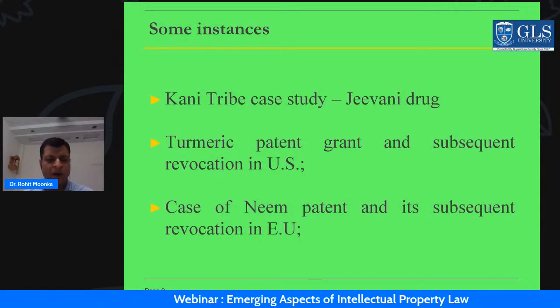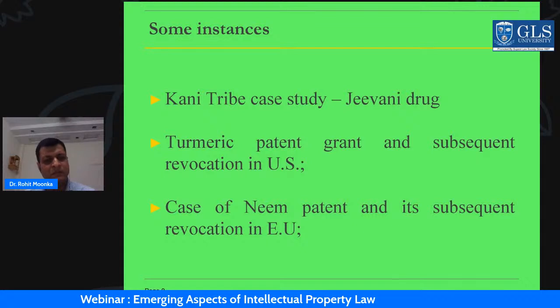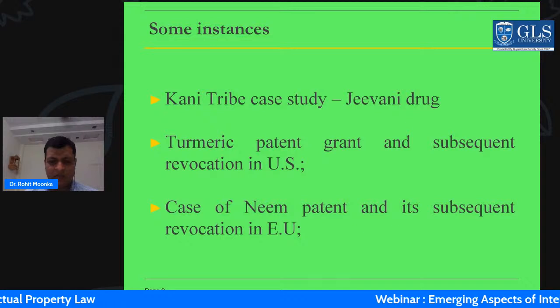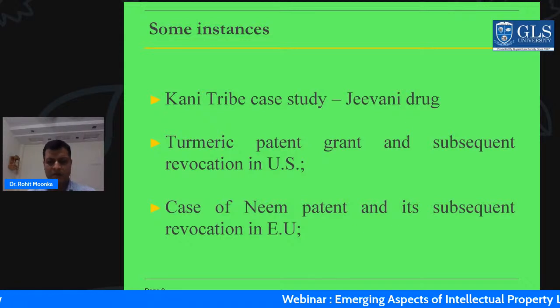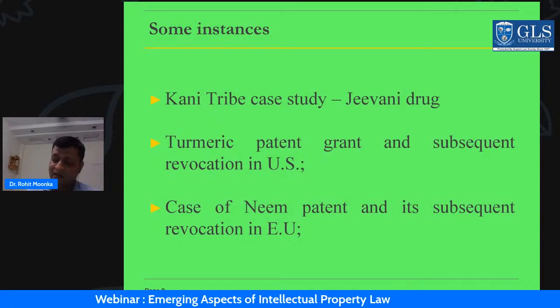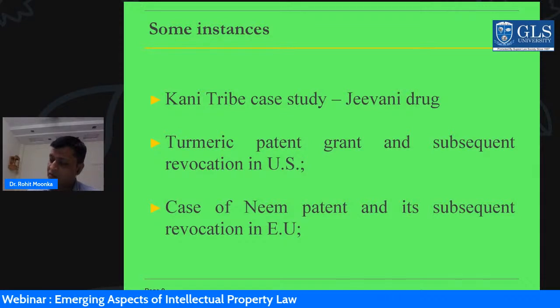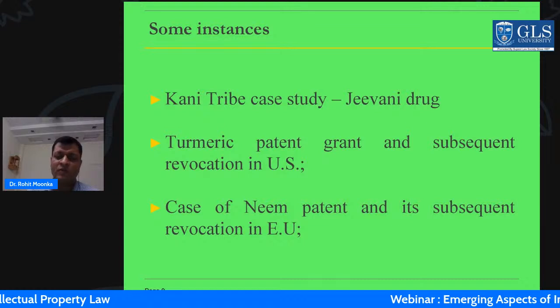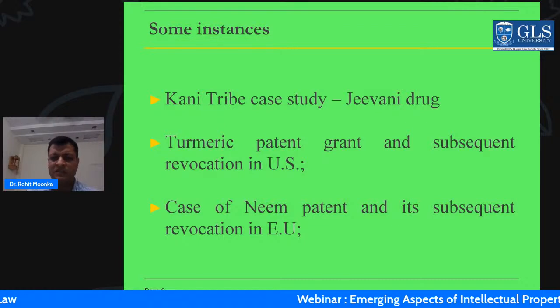It should not be part of the state of the art. It should not be in the public domain prior to filing of the patent application. So unfortunately, the patent specification of the turmeric patent did not satisfy the criteria, but the practice, the procedure in USPTO was that they would not look for undocumented material, something which is orally available.